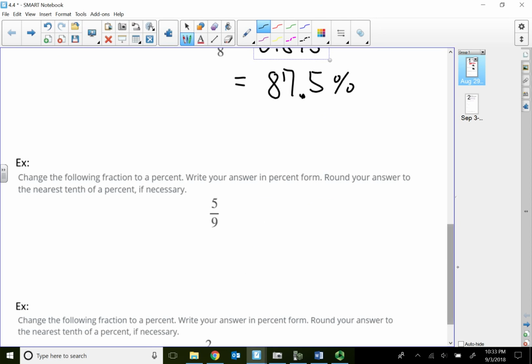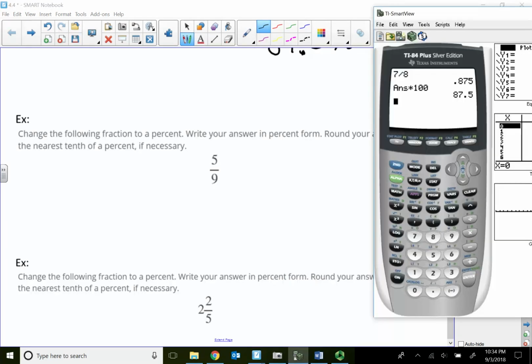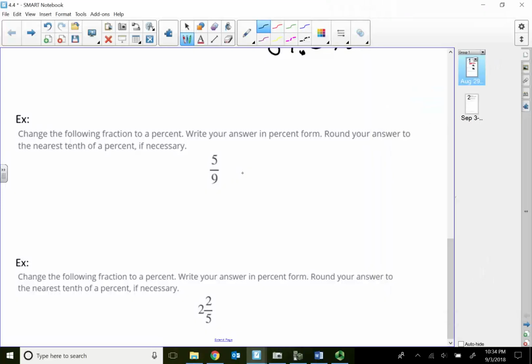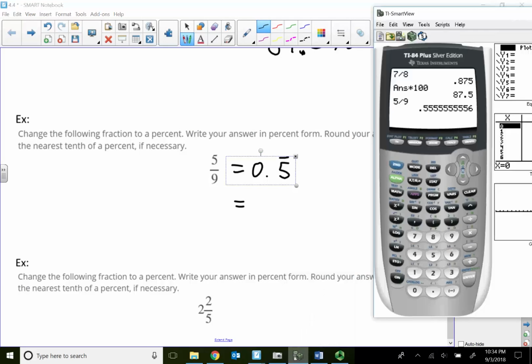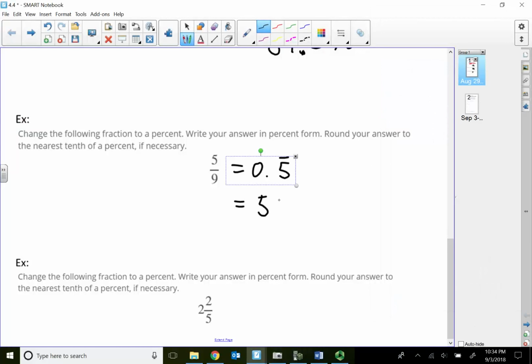5 over 9. Let's take a look. Turn it into a decimal. Ooh, it's 0.5 repeating. The 6 is just indicating that once the 5s go off the screen, it automatically rounds. But it's really saying 0.5 repeating. So this time I'm going to just simply say times 100. If I times 100, that gives me 55.5 repeating percent. As long as I times 100, I become percent.